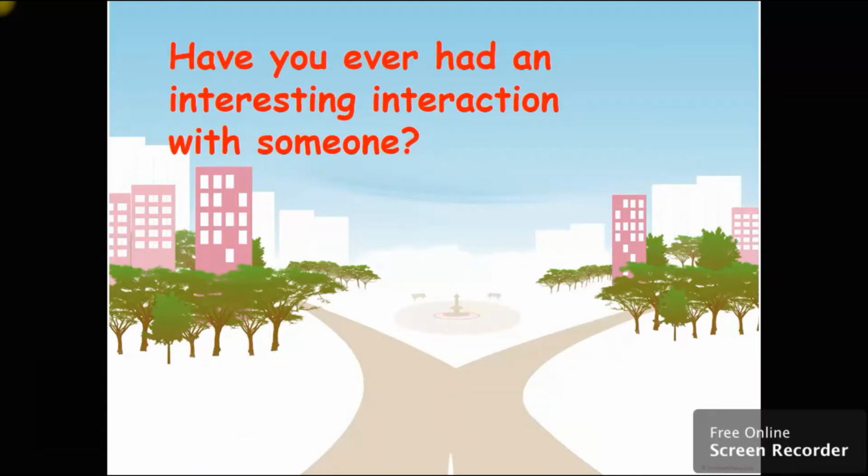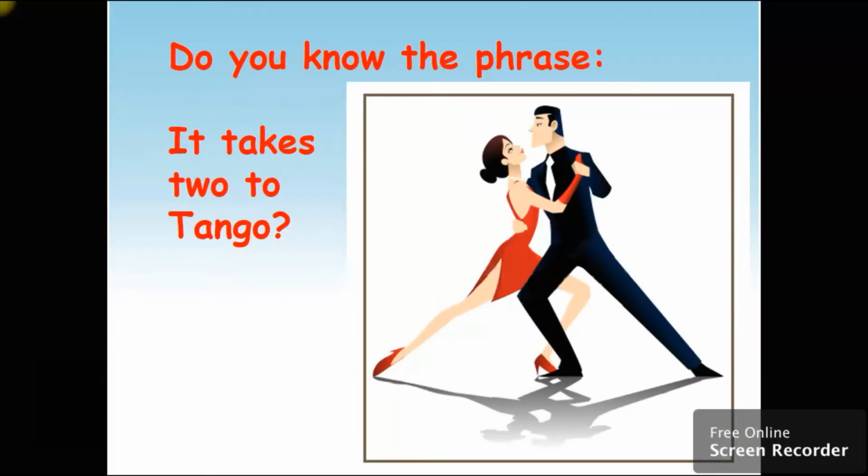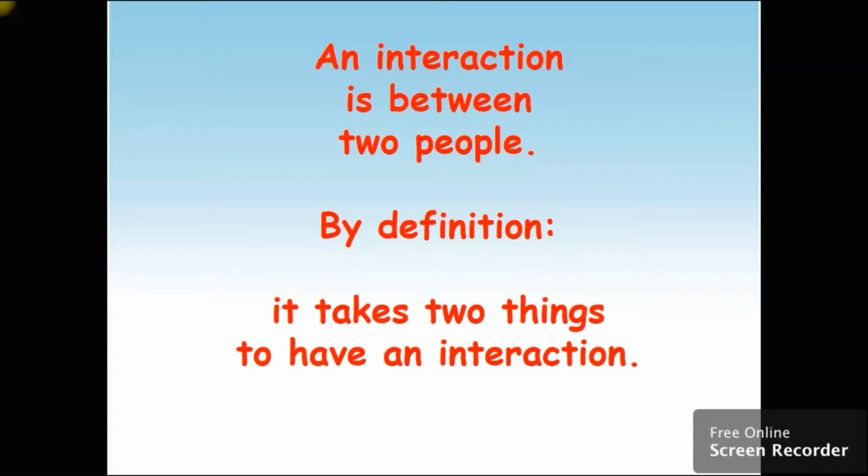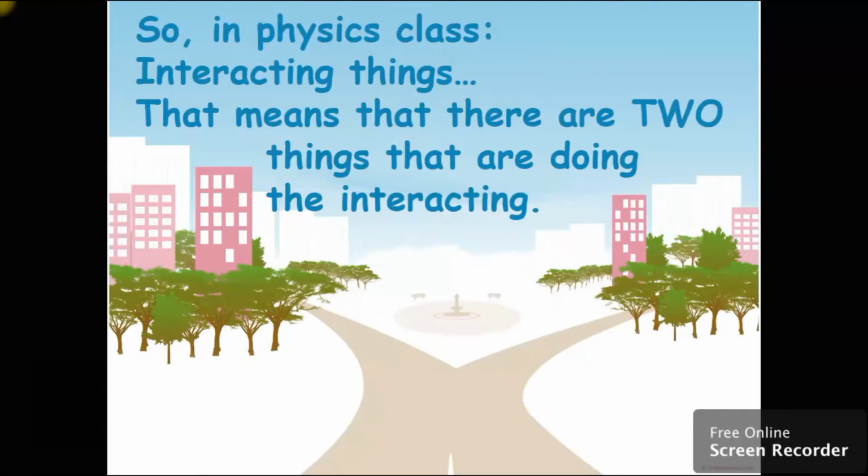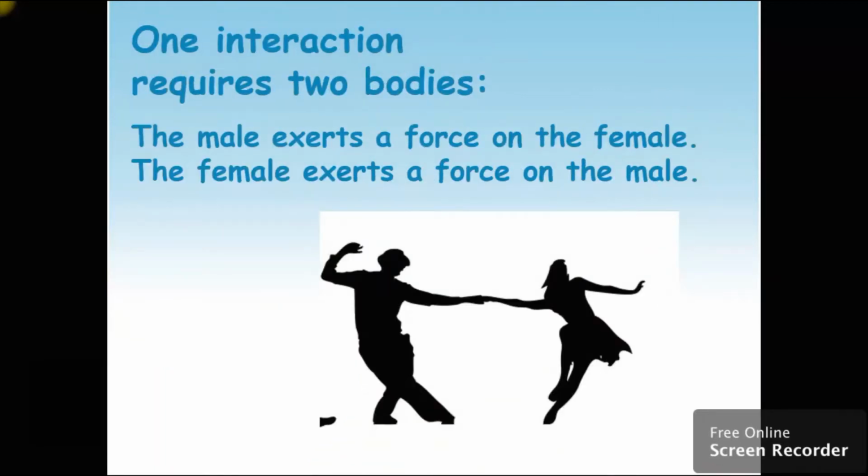Have you ever had an interesting interaction with someone? Do you know the phrase, "It takes two to tango"? An interaction is between two people. By definition, it takes two things to have an interaction. So in physics class, interacting things, that means that there are two things that are doing the interacting. One interaction requires two bodies.